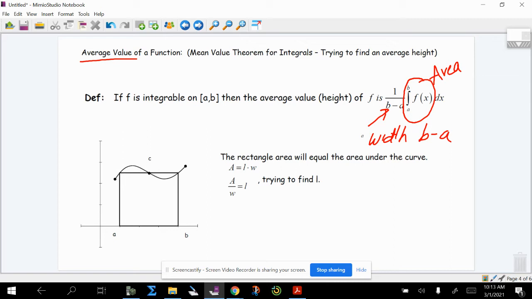If I have this curve right here, this curvy function, and I want to know the average height, I take the area and divide it by the width. Think in terms of a rectangle: area equals length times width. If I know the area, which is the integral, and I know the width, which is the difference between the boundaries, I can divide those two and I will get the length, or in this case, the height of the rectangle.